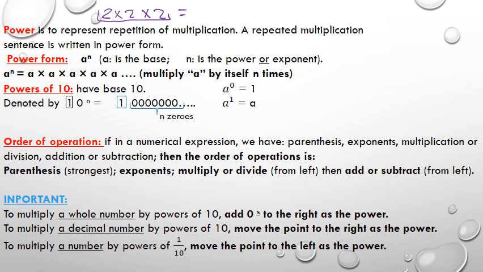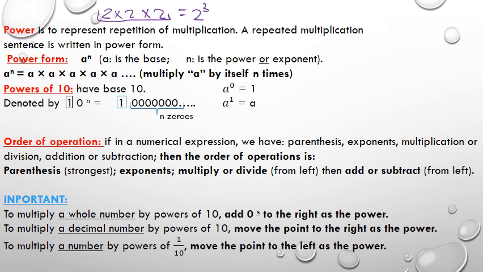How can we write it in power form? What is the number repeated? The number repeated is 2. How many times are we multiplying 2 by itself? 3 times, so we write it to the power 3. So this is how we change from a multiplication sentence form to a power form.